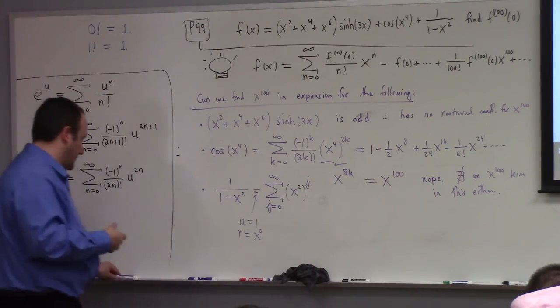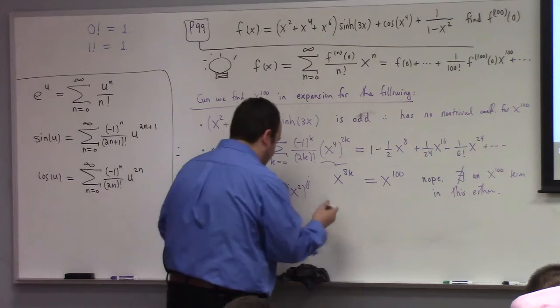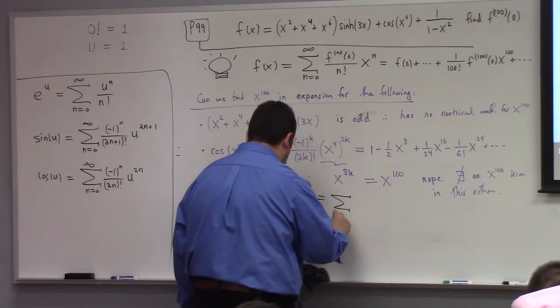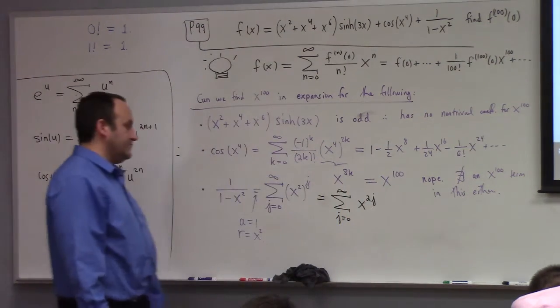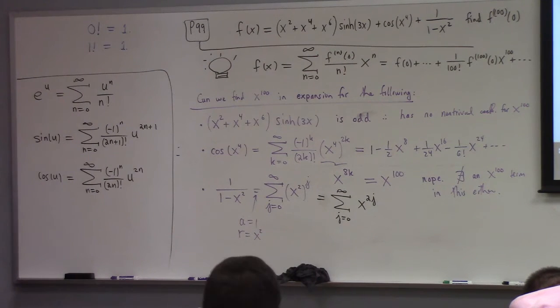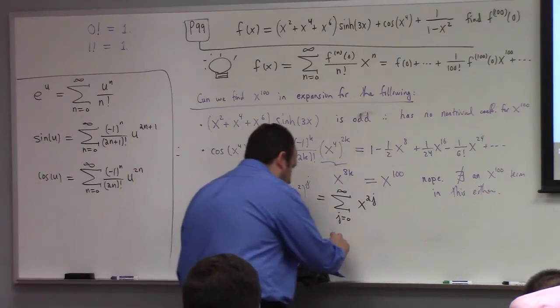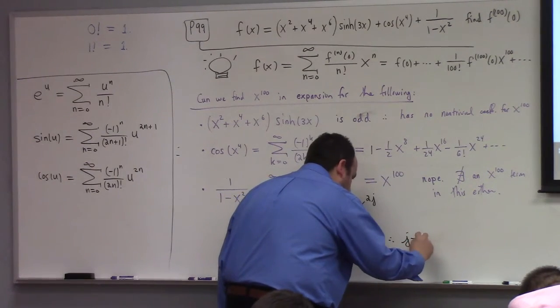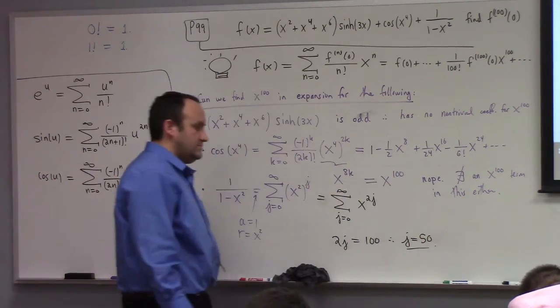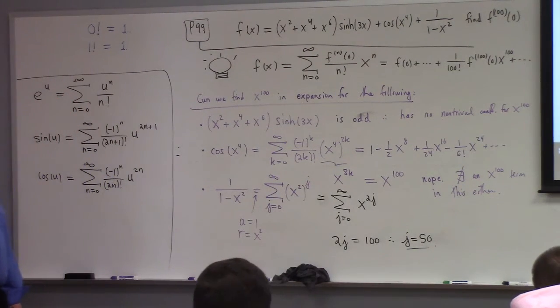So let me rewrite that. What we're looking at is the sum, j equals 0 to infinity of x to the 2j. Does that produce an x to the 100 power term? If the answer was no, then the derivative is 0. But the answer here is actually yes. I want 2j to equal 100, so I'm going to look at j equals 50. So after all of this discussion, what have I figured out?